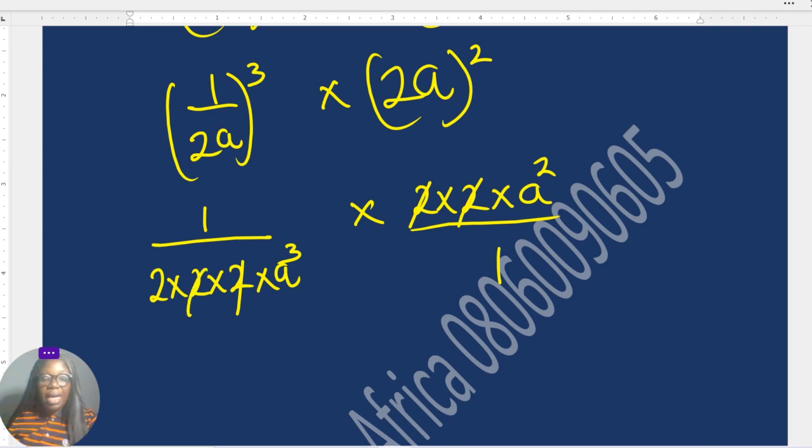So no more 2 to be cancelled. Then we have a raised to power 3 in the denominator and a raised to power 2 in the numerator. So a raised to power 2 cancels a raised to power 2 here. You'll be left with a raised to power 1, or a. So 1 times 1 right here, because everything here is 1, that's equal to 1 over 2 times a, that's 1 over 2a. This is the final answer.